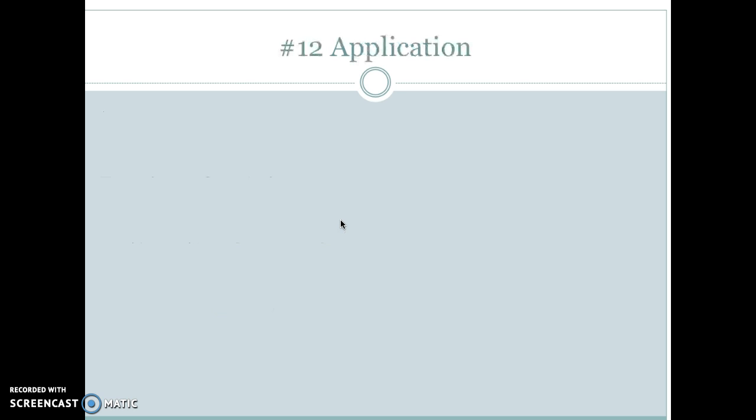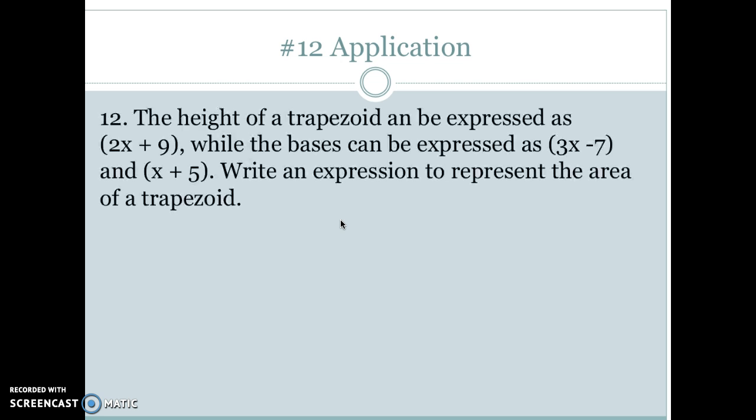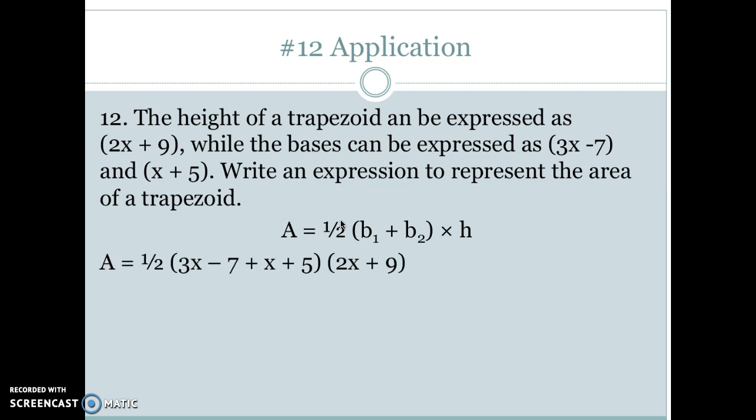Number 12 is an application problem. It says that the height of a trapezoid can be expressed as 2x plus 9, while the bases can be expressed as 3x minus 7 and x plus 5. Write an expression to represent the area of the trapezoid. The area of a trapezoid is area equals 1/2 times (base 1 plus base 2) times height. So we just input our above binomials into our formula for the area of a trapezoid.